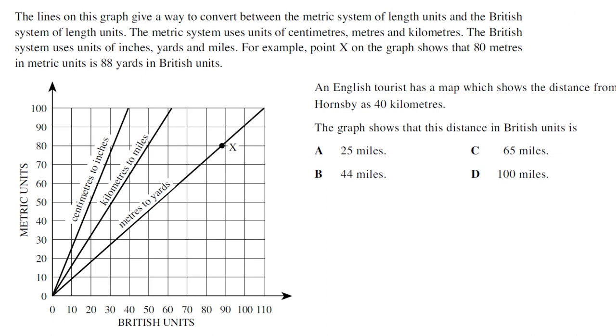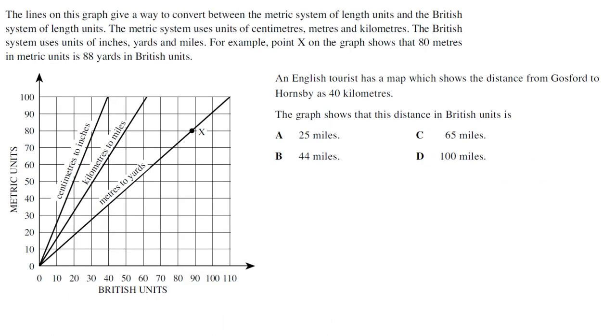So, an English tourist has a map which shows the distance from Hornsby as 40 kilometres. The graph shows that this distance in British units is 25, 44, 65 or 100 miles. So, from Gosford to Hornsby is apparently 40 kilometres.